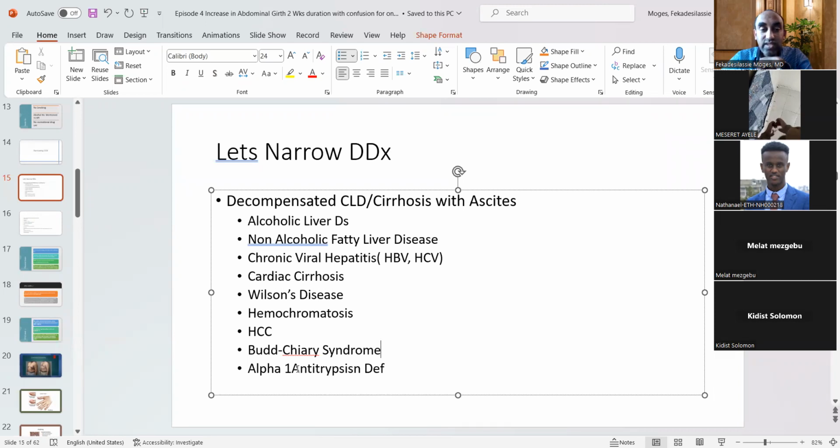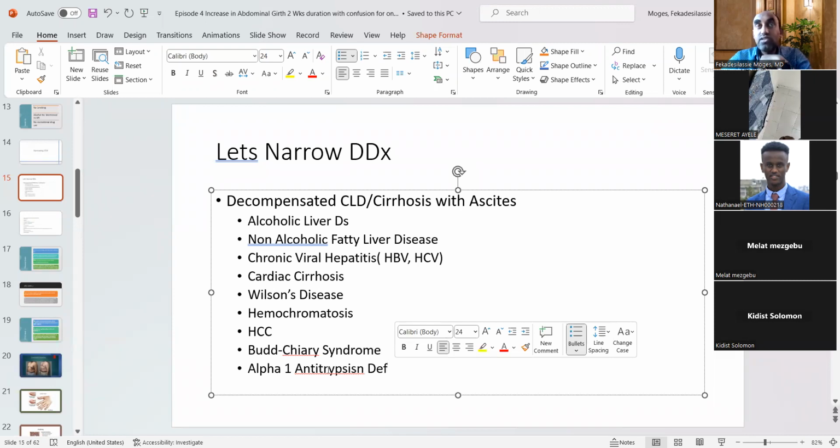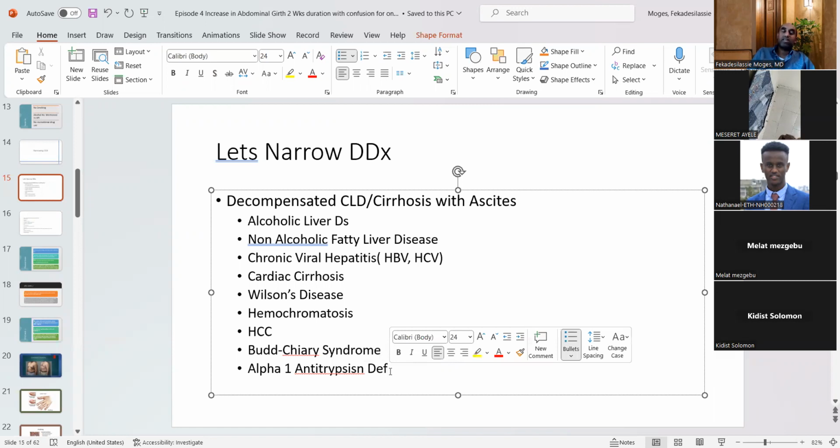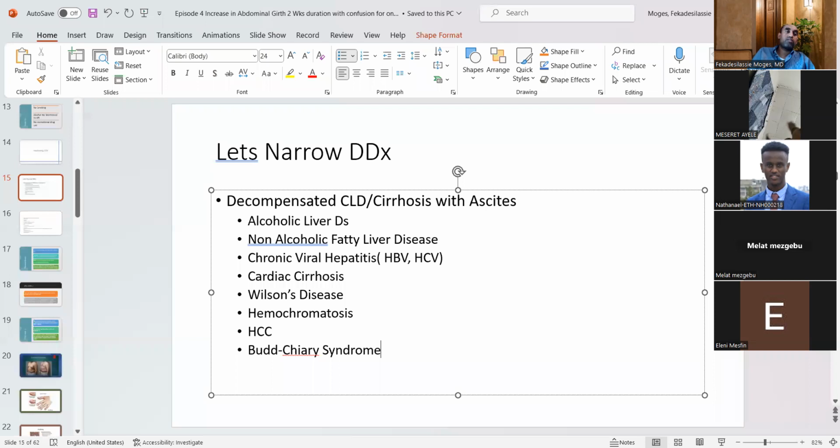Alpha-1 antitrypsin deficiency. The manifestation could be at a young age, right? And pulmonary manifestations. Of course, this patient has shortness of breath, but this is more of an acute than a chronic problem. So alpha-1 antitrypsin deficiency, you can investigate, but this is also less likely. I'm going to remove it.